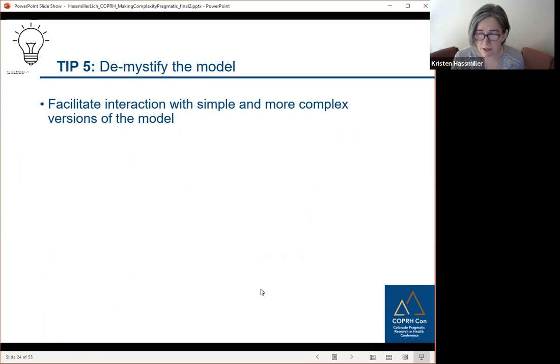But I think it's really important that we try to demystify the models. Especially when we're working with quantitative simulation models, but this is also true of our qualitative system maps and the art of how we present those. In terms of our quantitative simulation models, we want to try to demystify them. If we show results from a model that feels really complex, it's very easy just to write off those results. Well, the answer's cooked into the model. So one way that I think is really important to demystify the model is to facilitate interaction with simple before more complex versions of the model.